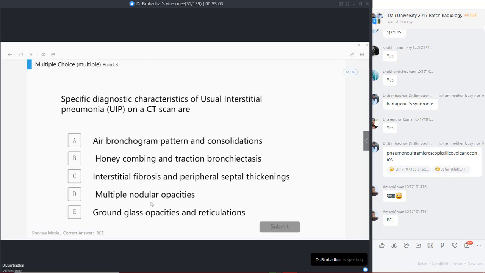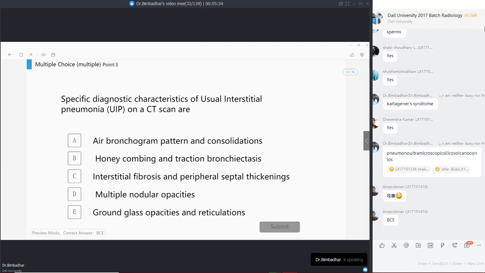Multiple nodular opacities are the characteristic feature of metastasis, which is also called cannonball metastasis or cotton ball metastasis. Yes or no? Or if it is a single nodule, we call it a solitary pulmonary nodule, or we can also call it pulmonary hamartoma. Do you remember this one? Pulmonary hamartoma. I think I told you what this appearance is?